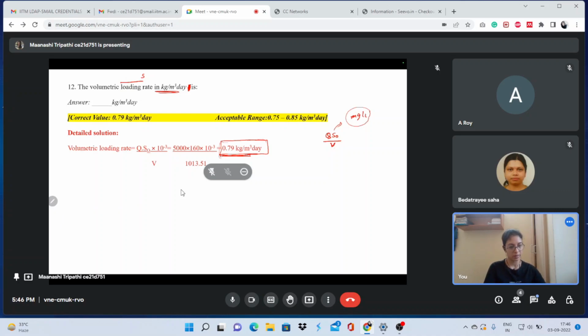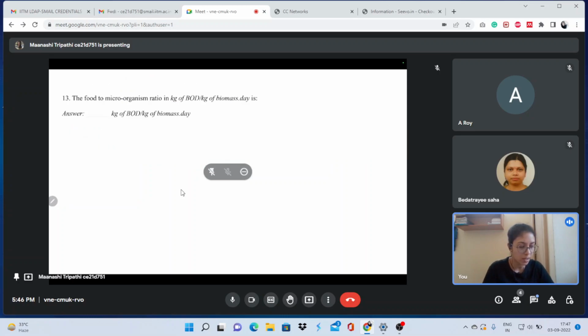Moving towards the last question. The food to microorganisms ratio in kg of BOD per kg of biomass per day is... you have to answer this. Food is S and microorganisms are X, but take care of the units. Both are in milligrams per liter. You have to convert them into kg per day. We do this also just to compare the different efficiencies of the treatment plants.